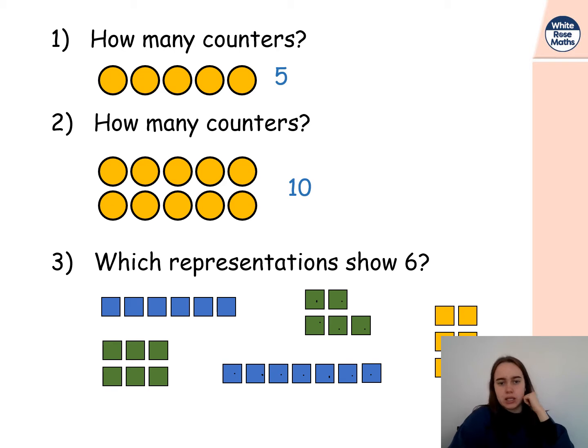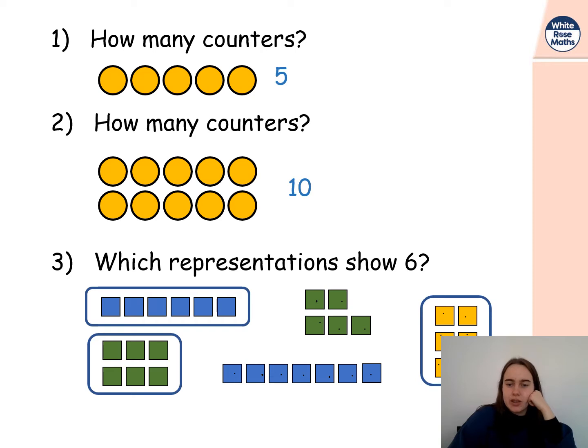That doesn't show me 6 because there's actually more than 6 in that one. How about this yellow group? We've got 1, 2, 3, 4, 5, 6. That does show me 6. So that is a representation of 6. So have a think. There's 2 left there for you to work out. And I'll put up the answers in a second. So there you go. There are 3 groups on the screen that show us representations of 6. And we could say there are 3 equal groups of 6.